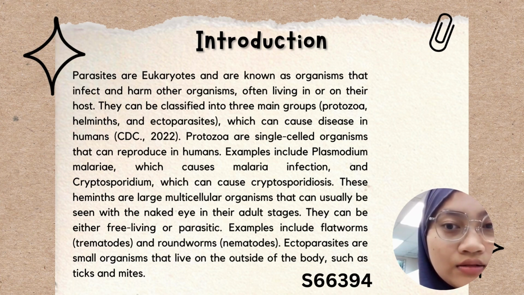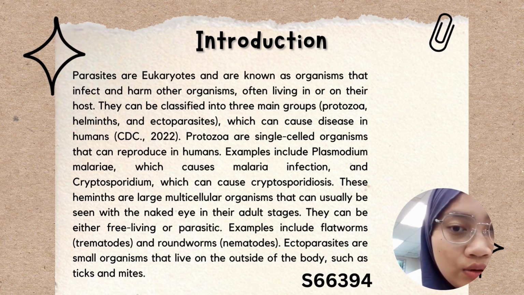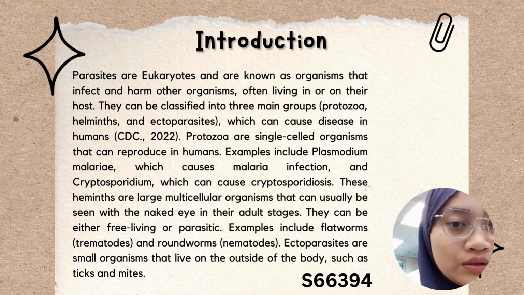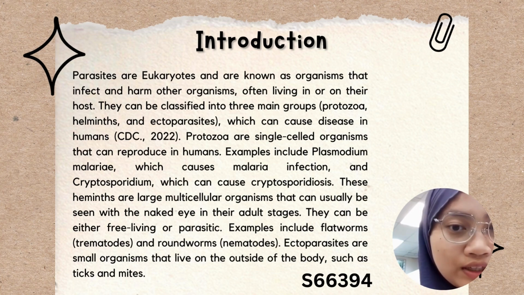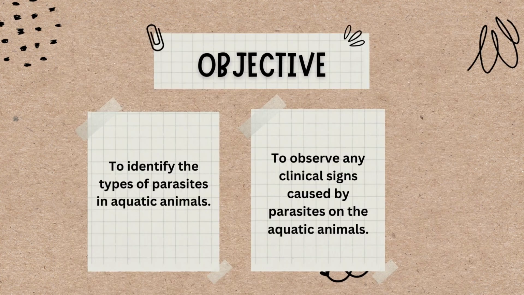They can also be free-living or parasitic. Examples include flatworm, trematode, and roundworm. Ectoparasites are small organisms that live on the outside of the body, such as tick or mite.